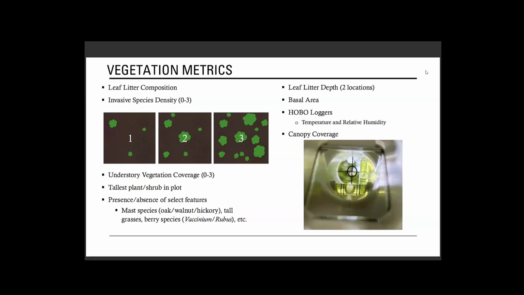We collected basal area and used HOBO loggers to collect temperature and relative humidity, and searched for canopy coverage using a GRS densiometer, which that's the view through it. You kind of look through the crosshairs at a little point, and we looked at 8 different spots per plot.